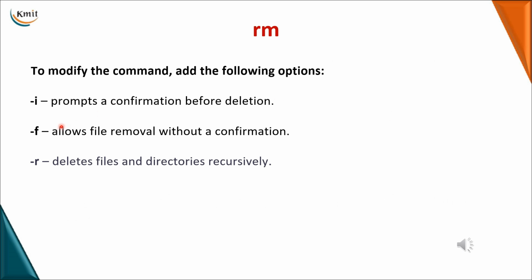And since you are deleting the contents, you want an alert message to be displayed. So for that, we go for using rm -i. So it tells us that you are deleting this particular file, because once the file is deleted, you will not be able to get it back.